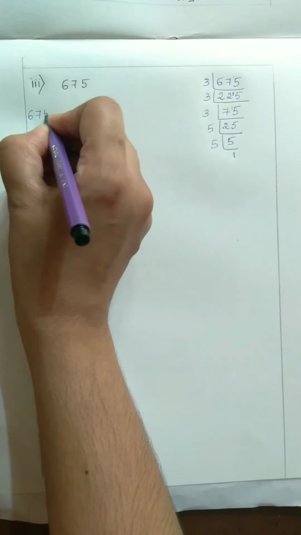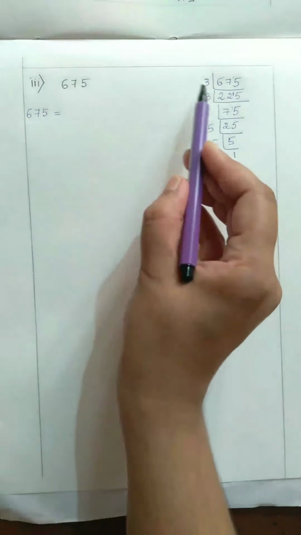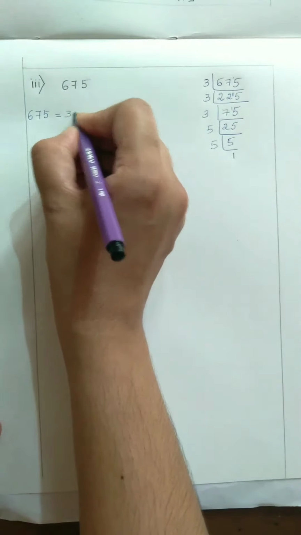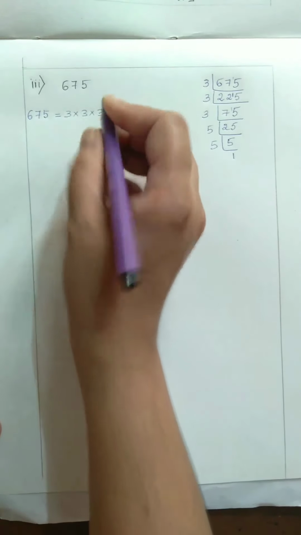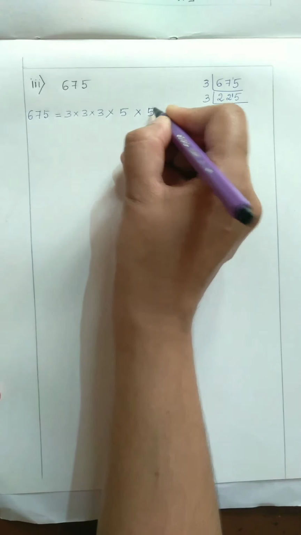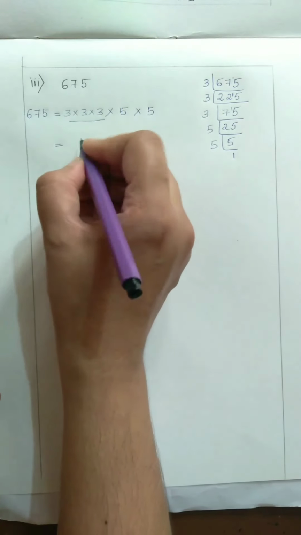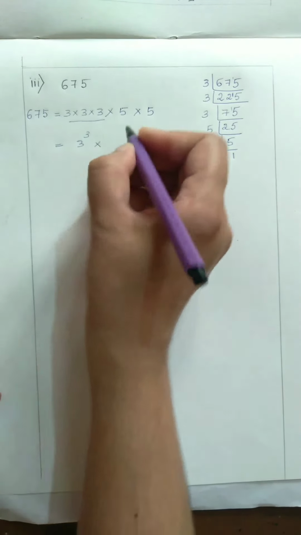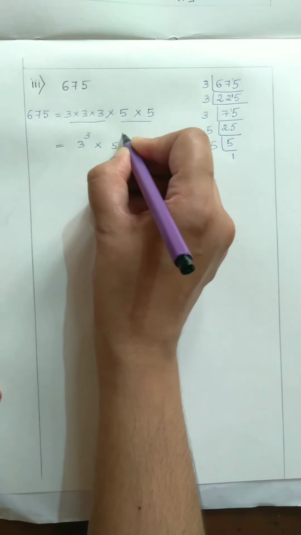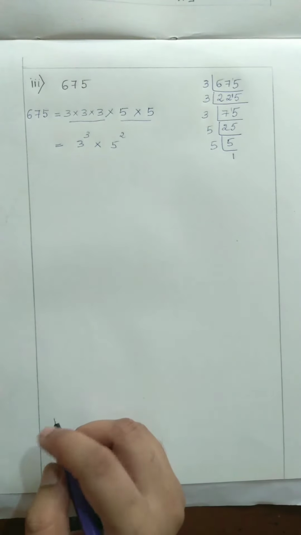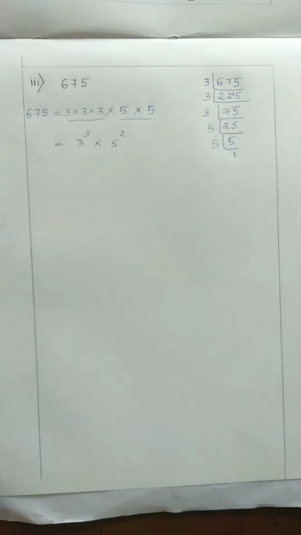Therefore, through prime factorization, the factors of 675 can be written as, count the number of 3's obtained. So, 3 into 3 into 3 into 5 has been repeated 2 times. Therefore, 5 into 5. Now, group it. So, 3 into 3 into 3 is 3 cube, into 5 into 5, it is 5 square. Okay, now you consider, children, the prime factor 5 does not appear in a group of 3.